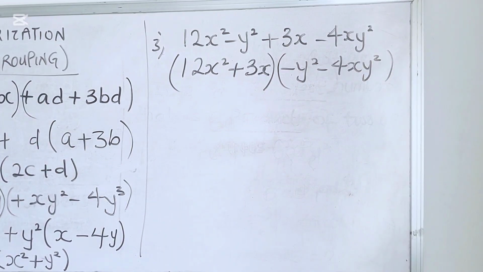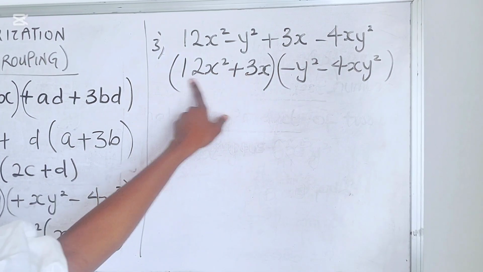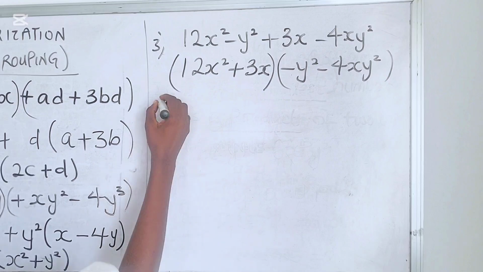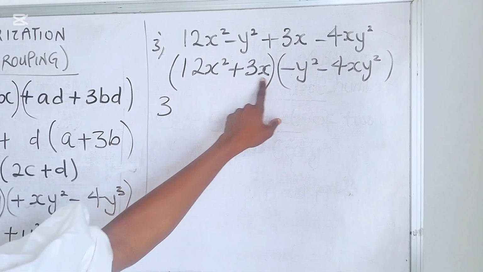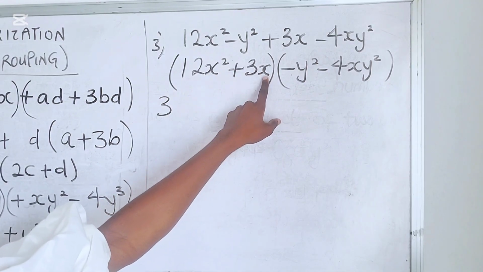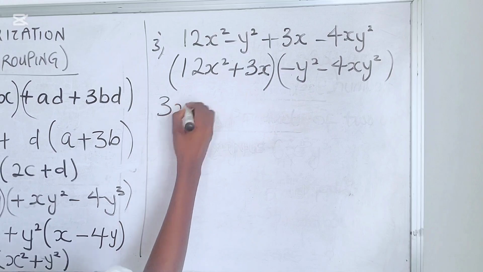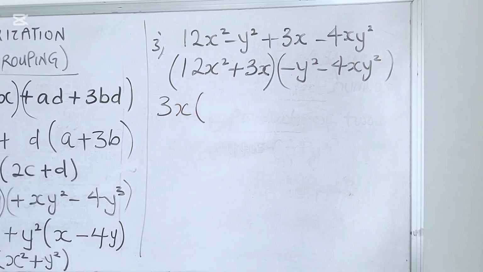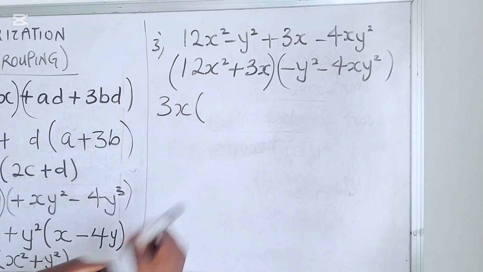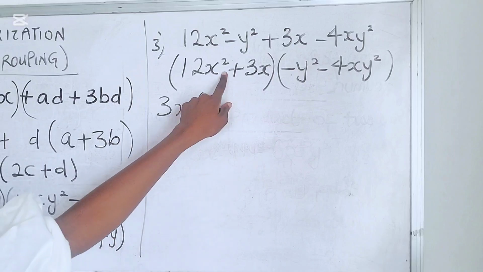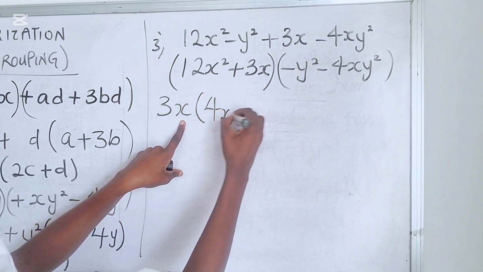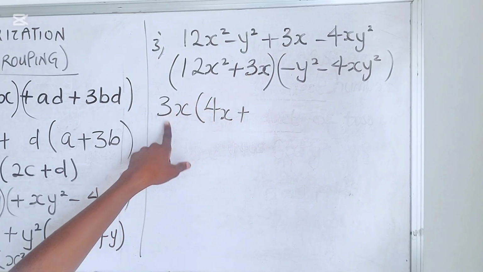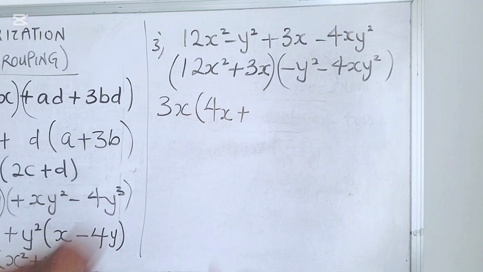Do you see that? So in this case, now the highest common factor between 12 and 3 is 3. Also, x is common. X squared is here, x is here, so we're taking the lower one. Now what are we left with? 12 divided by 3 is what? 4. x squared divided by x is x, plus 3 divided by 3 is 1, x divided by x is 1, so we're left with 1, right?